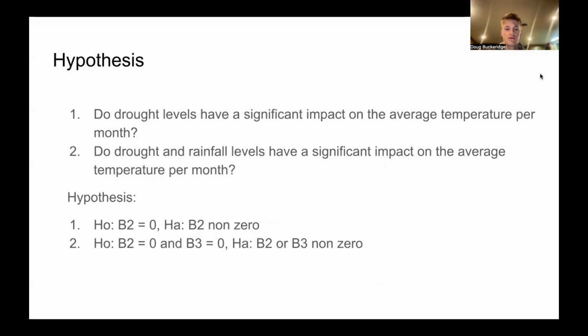So the first question was, do drought levels have a significant impact? And then the second question was, do drought and rainfall levels have a significant impact? And I've got my hypotheses on the screen as well. So beta 2 is 0 for null, beta 2 non-zero for the alternate for the first question. And then the second question, beta 2 and beta 3 equals 0, alternate beta 2 or beta 3 non-zero.